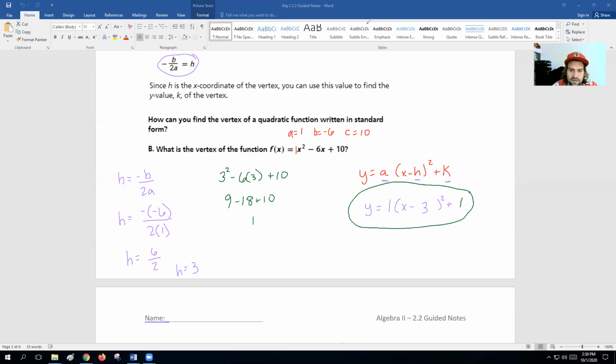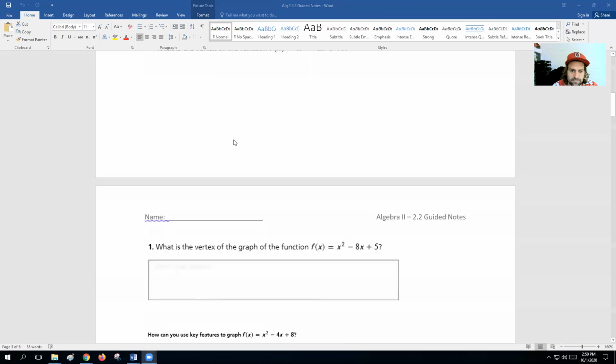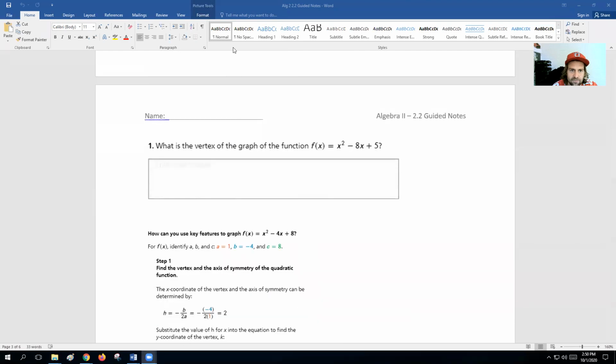So let's go ahead and clear this up and do another problem. All right, so let's do this again here. What's the vertex of the graph of the function? We just need to find h, and we just need to find k. Okay, so the vertex is at h comma k. So let's find the h.